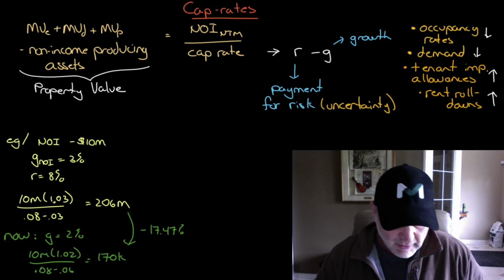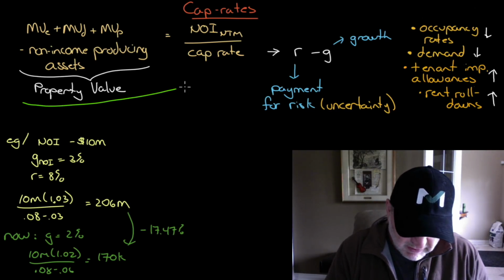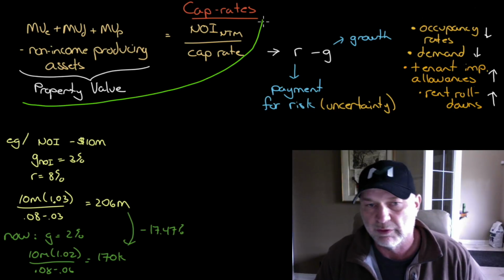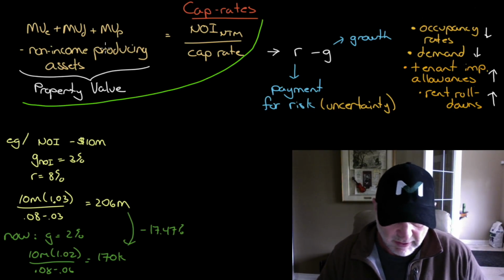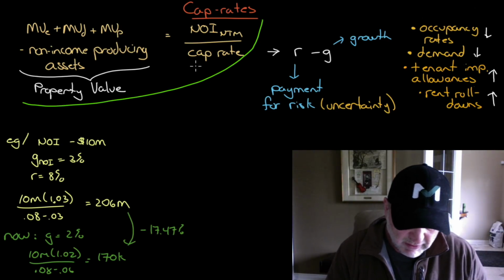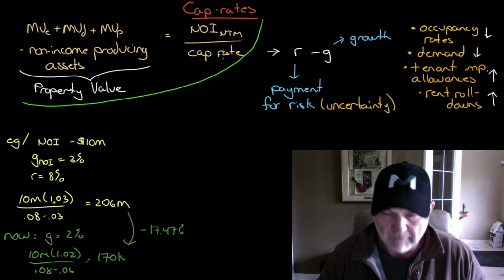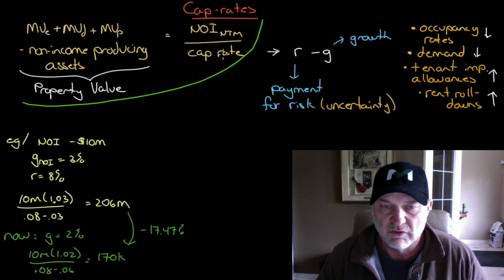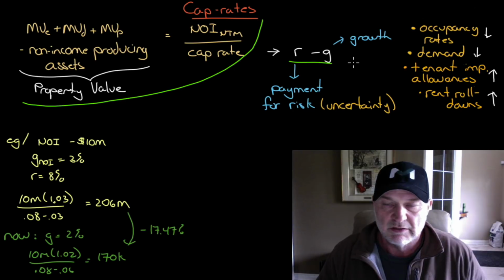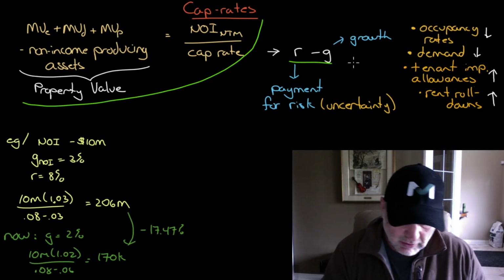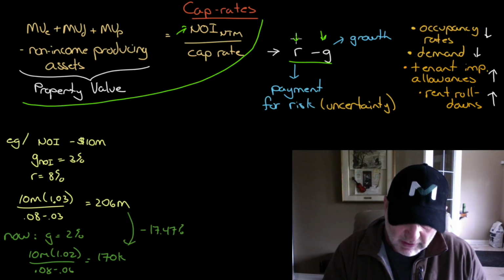At the top over here, all I've done is rearrange what we were looking at before. Rather than cap rate equaling net operating income divided by property value, I've isolated property value on this side, so that we get net operating income for the next 12 months divided by our cap rate. And our cap rate is really just R minus G. So there are three things we're going to look at: the trend in net operating income, the G, and the R.